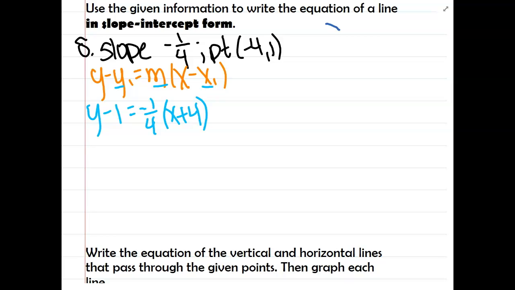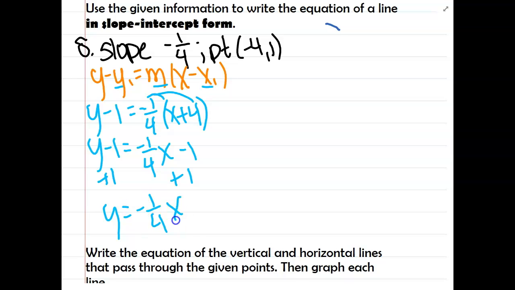Now, this is what you would probably see in the back of the book, because they're going to leave it as point-slope form. I want you to turn it into slope-intercept form. So I need to get rid of the parentheses. So we're going to distribute the -1/4. So y minus 1 equals -1/4 x. -1/4 times 4 would give me -1. And then to get it into y equals, I need to get rid of the -1. So I would add 1, and we get y equals -1/4 x, and the -1 plus 1 cancels out.